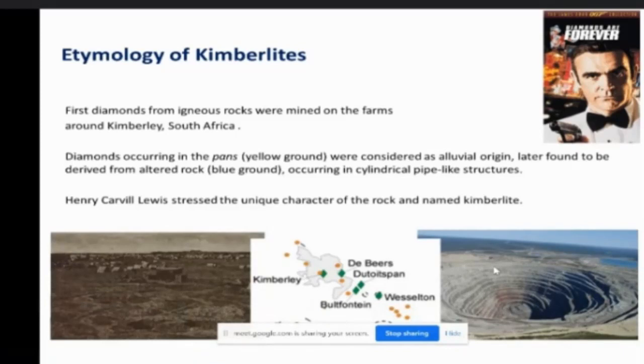This is how the rock was named by Professor Henry Lewis, with the type area Kimberley, at a conference probably held in Manchester. The year I have forgotten, but it is around 1870 to 1880. These are the four big mines which are still active around Kimberley and continue to give a good amount of diamonds for almost 150 years.